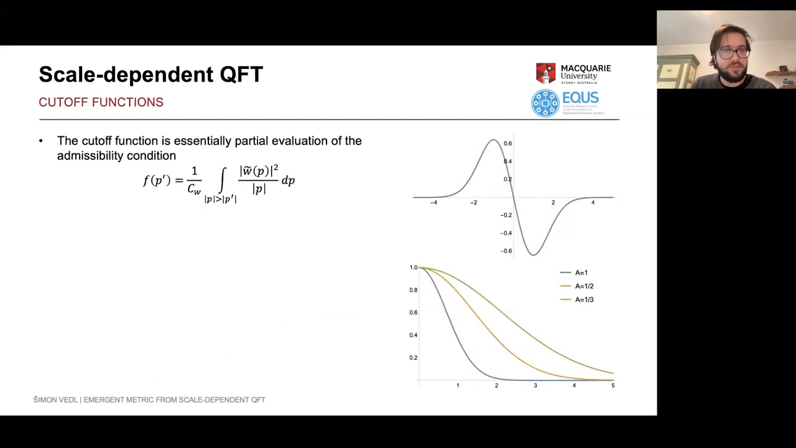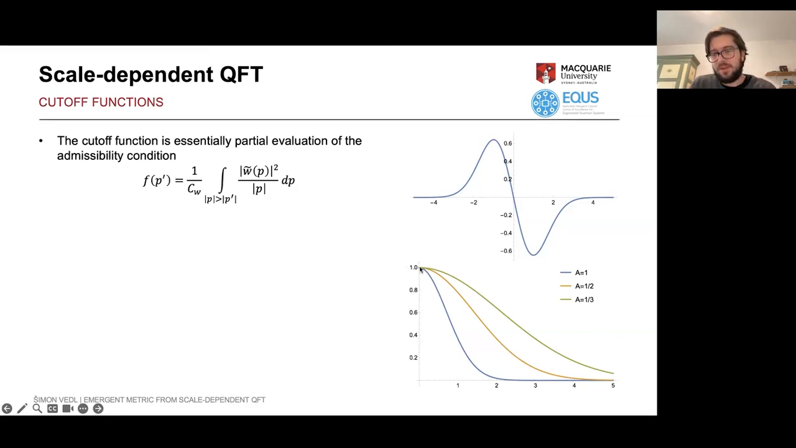Yeah. So here we have the wavelet function. It's just the first excitation of the harmonic oscillator. That's one of our favorite wavelets we like to use. Here at the bottom, we have the cutoff function. The reason behind the name is that you start at one, and then you go to zero, right? In band limited QFT, you have a step function as a cutoff function, right?